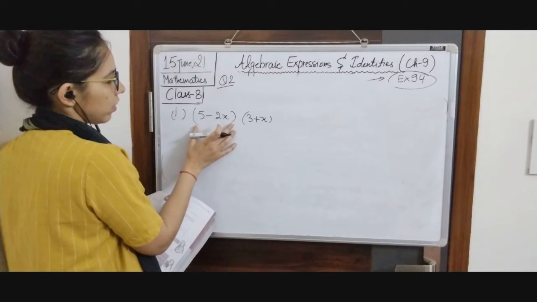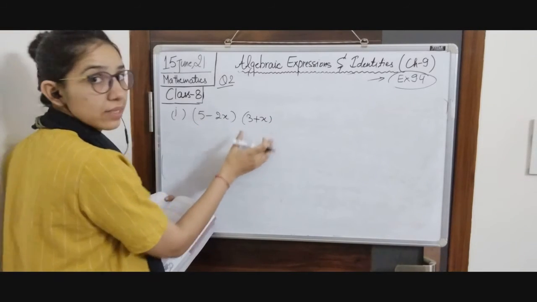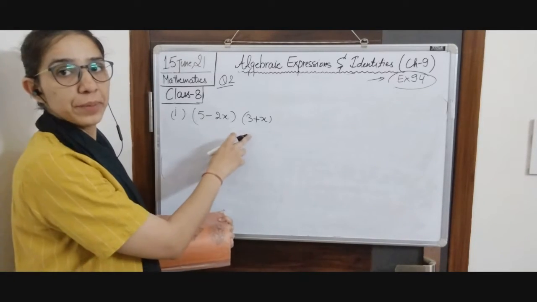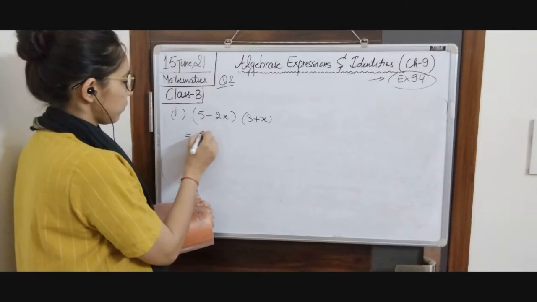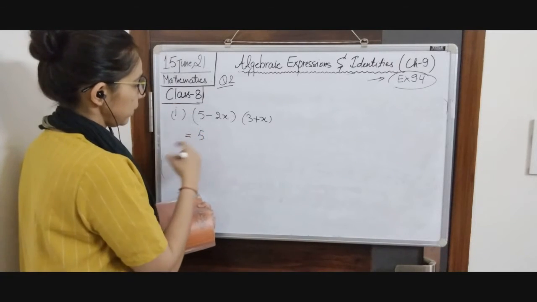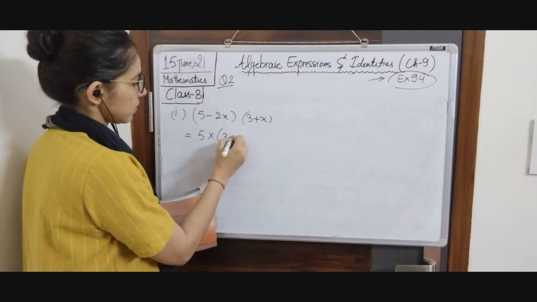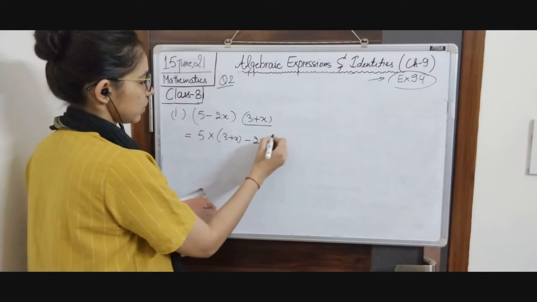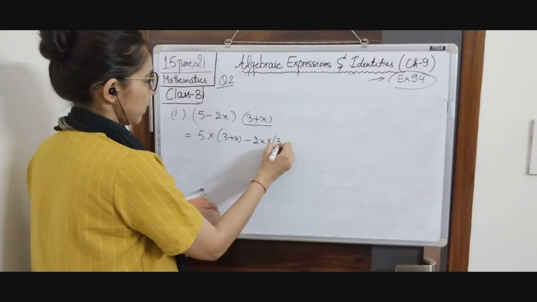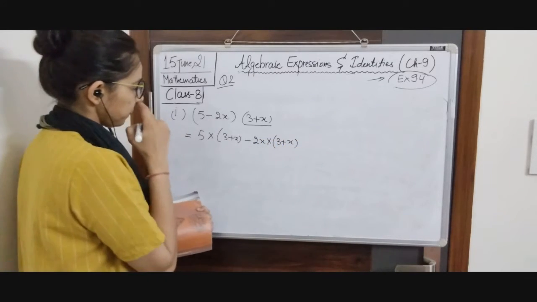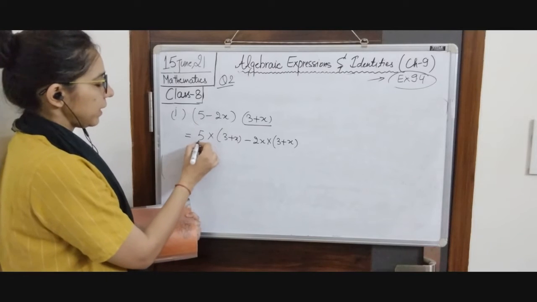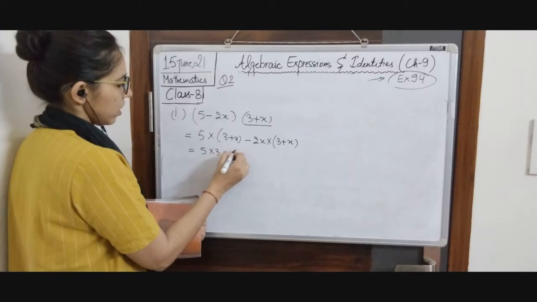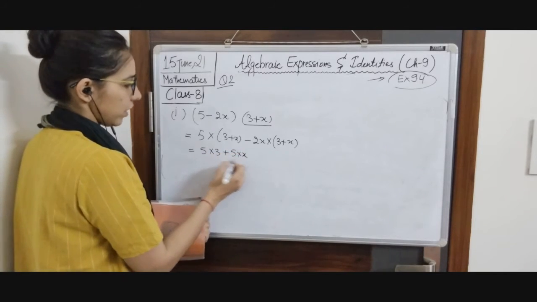When the two binomials are written like this, then it is obvious that we have to multiply these two, and the method will be 5 into 3 plus x, this minus 2x into 3 plus x. Okay. Now we will multiply this monomial with the whole expression. It is going to be 5 into 3 plus 5 into x. Okay, we are done with this.